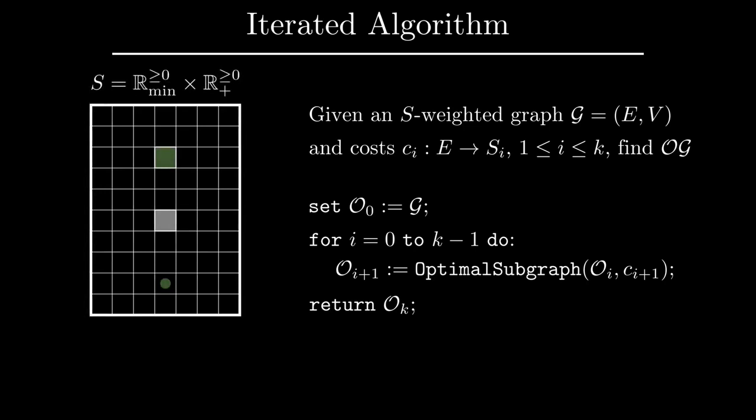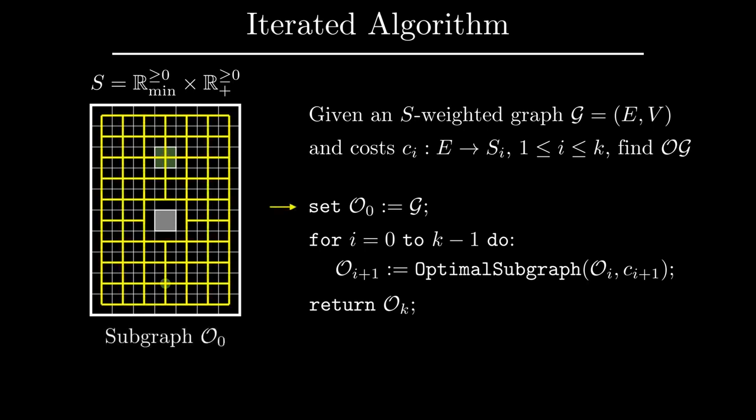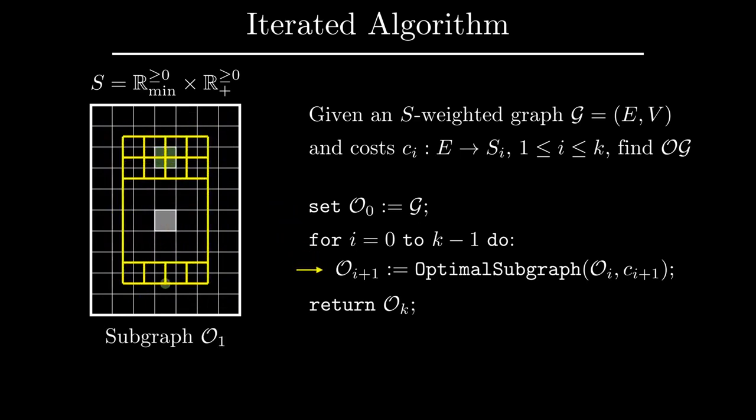In the grid, familiar from the previous slides, we're looking for the shortest path among those that stay as far away from the obstacles as possible. Our multi-cost S is the Cartesian product of R-min with R+. The algorithm begins with the whole graph G, and at the first iteration, we find the optimal subgraph of G relative to the first coordinate of the multi-cost only. In other words, we find those paths that stay as far away from the boundary as possible, regardless of their length. This is the graph O1.